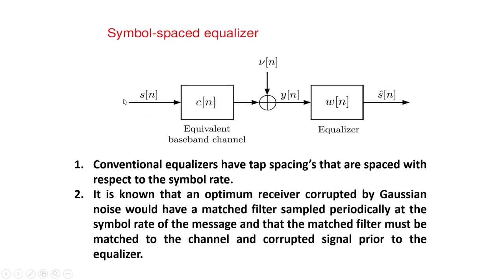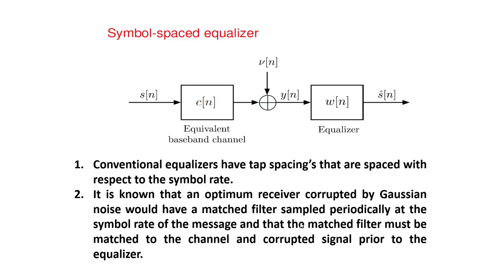Now let's look at one more type of equalizer, that will be the fractionally spaced equalizer. All the equalizers we have discussed till now are symbol spaced equalizers. Conventional equalizers have tap spacings that are spaced with respect to the symbol rate. Whatever the symbol rate is, the tap spacing of the filters is basically equal to the symbol rate, I mean, with respect to the symbol rate.